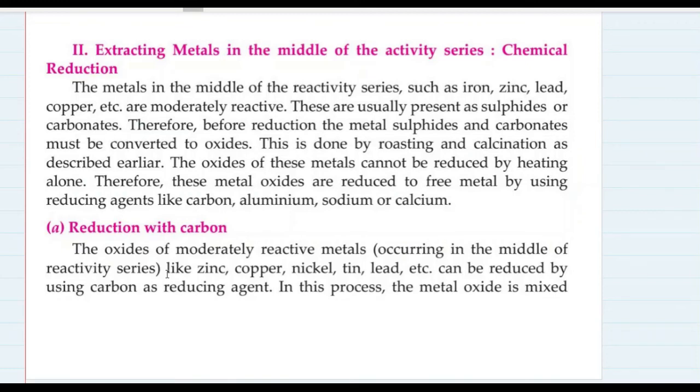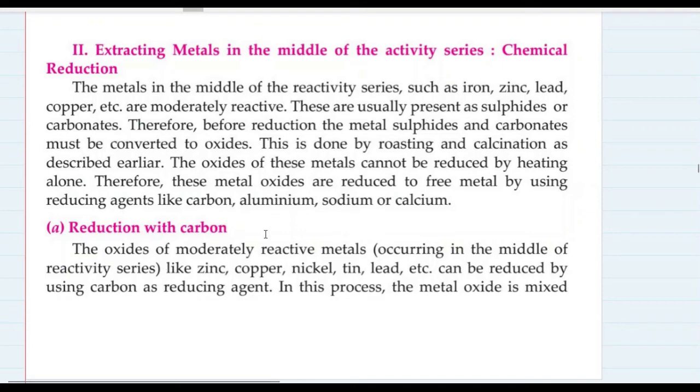तो ये जो moderately reactive metals है, which occur in the form of their sulfides or carbonates. So these sulfides and carbonates are to be converted into oxide by roasting or calcination. The oxides of these metals cannot be reduced by heating alone, as in the case of, we just saw which one we saw, mercury and sulfur. I'm sorry, copper.